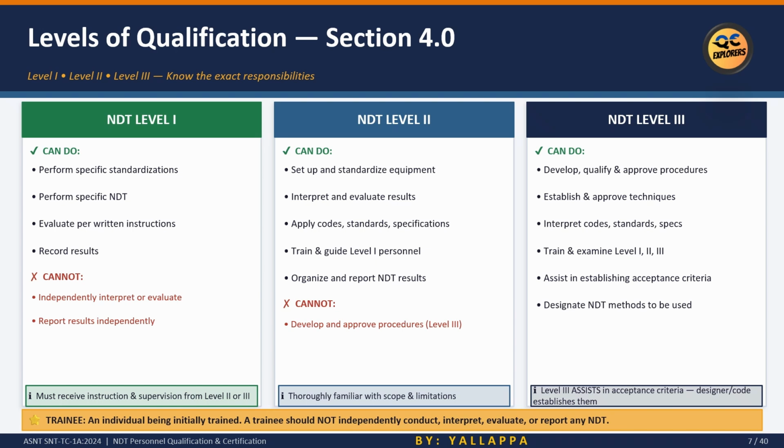Now Level 3 can develop and approve procedures, establish techniques, interpret codes and standards, train and examine personnel, and assist in establishing acceptance criteria. Notice carefully. Level 3 assists in establishing criteria. Normally, acceptance criteria are established by design codes or engineering requirements. And finally, trainee. A trainee should never independently conduct, interpret, evaluate, or report NDT results.